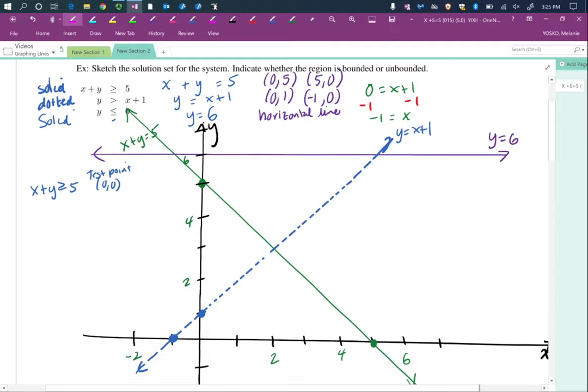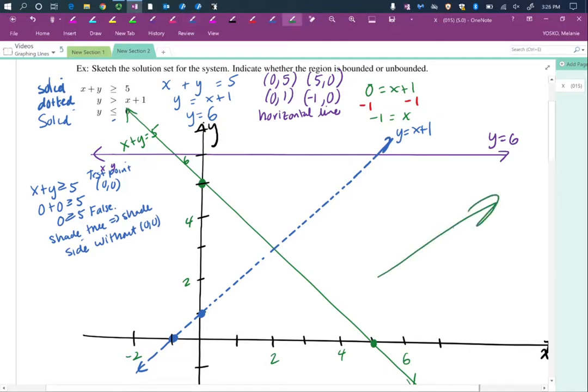X plus y equals 5 was this green line right here. And notice 0, 0 is right here. We're not going to have 0, 0 crossing through that line. So we're going to plug in the test point, x equals 0, y equals 0, and see what happens. We get 0 plus 0 is greater than or equal to 5. 0 is greater than or equal to 5. That is false. We are always going to shade the true. So that means we're going to shade the side without the point 0, 0.